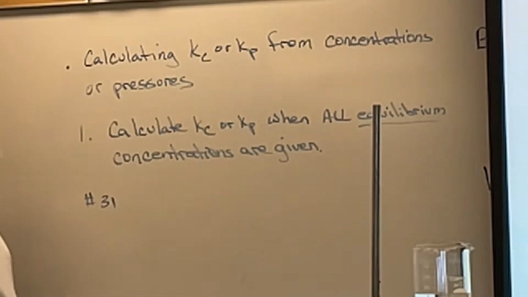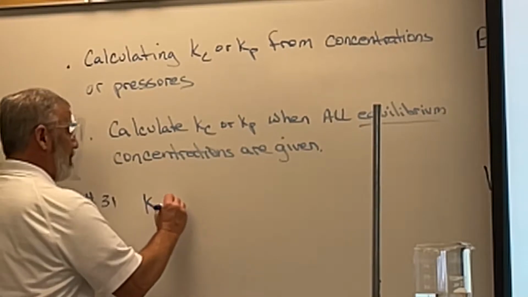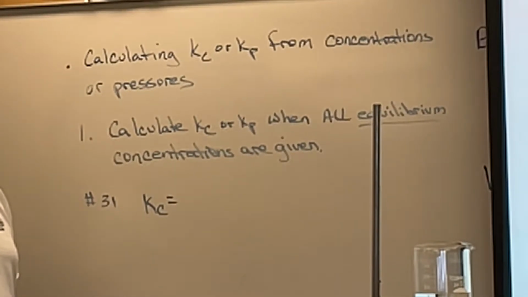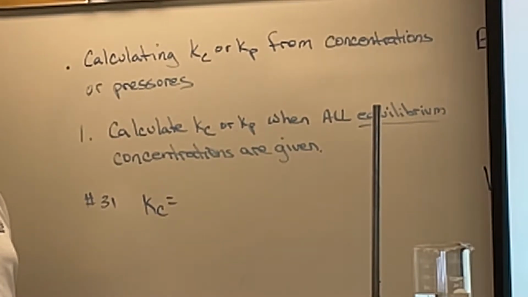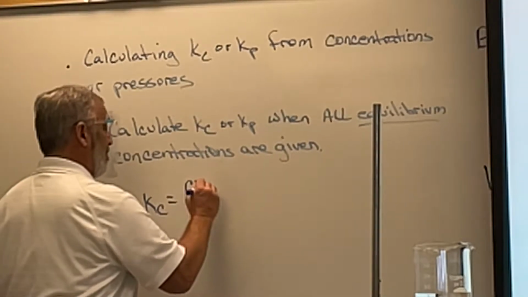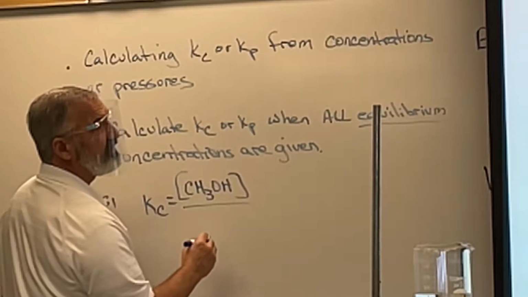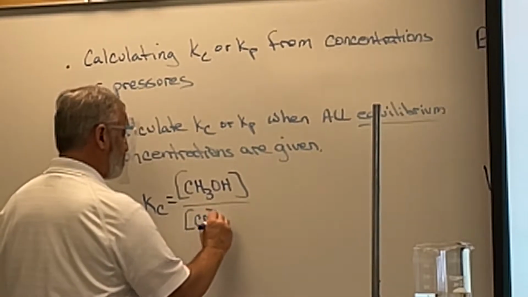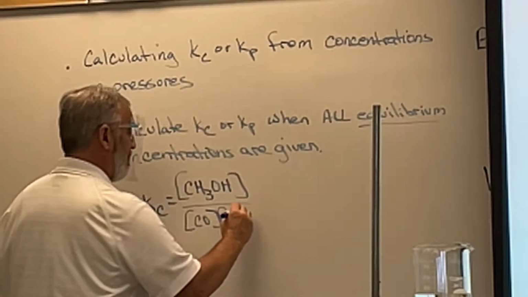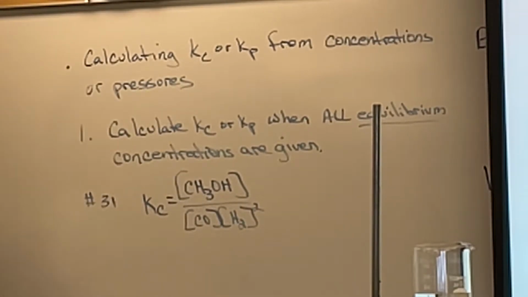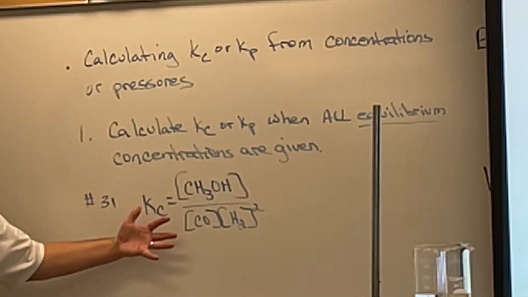All right? Well, the first thing we're going to do is write the equilibrium expression. What is Kc going to equal? Not really a rhetorical question. I was hoping for an answer. CH3OH over CO multiplied by the concentration of H2 to the second power. So now all I have to do is plug in the values there.